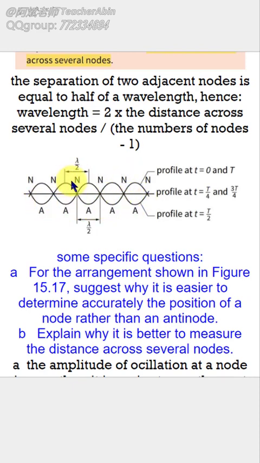This is a stationary wave. As we can see, the separation between two adjacent antinodes is half of a wavelength. So is the separation of two adjacent nodes. So the wavelength is 2 times the separation. If we measure distance across several nodes, the wavelength can be calculated by this equation. Wavelength equals 2 times the distance across several nodes divided by the number of the nodes minus 1.